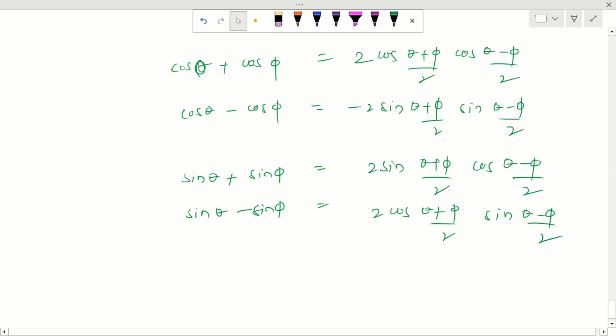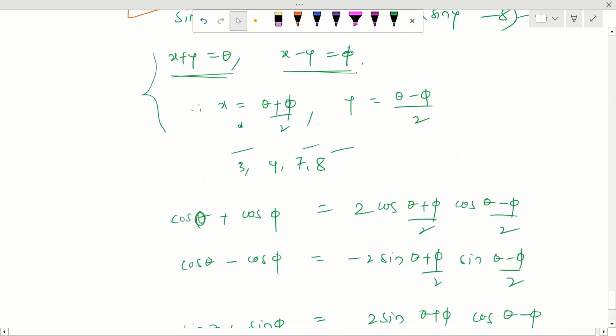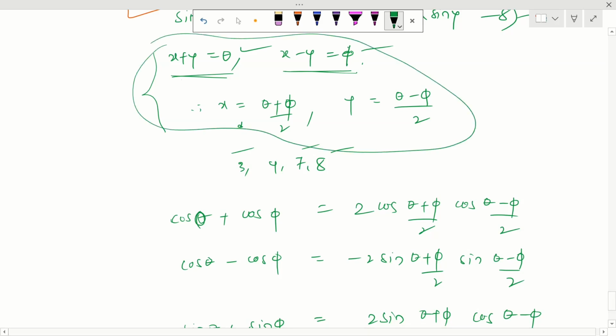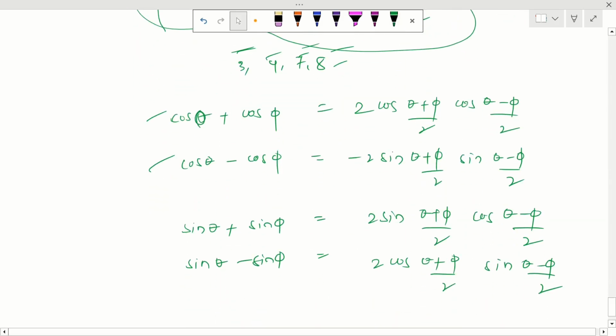So these values, x plus y equal to theta and x minus y equal to pi, and x is theta plus pi by 2 and y is theta minus pi by 2, we need to put in equations 3, 4, 7, 8. Then we get the respective equations.